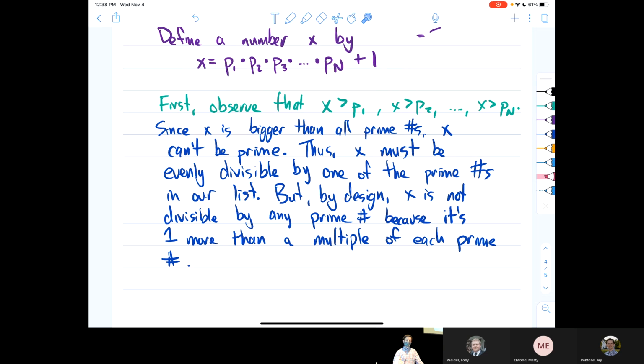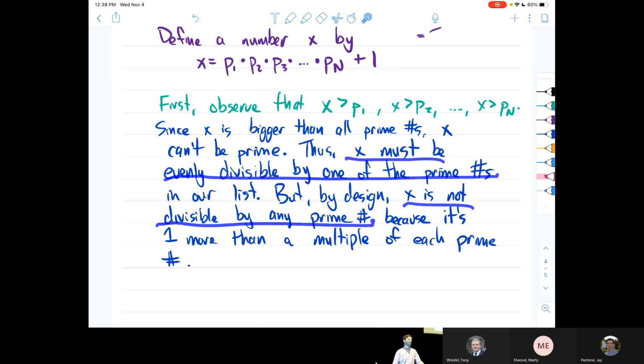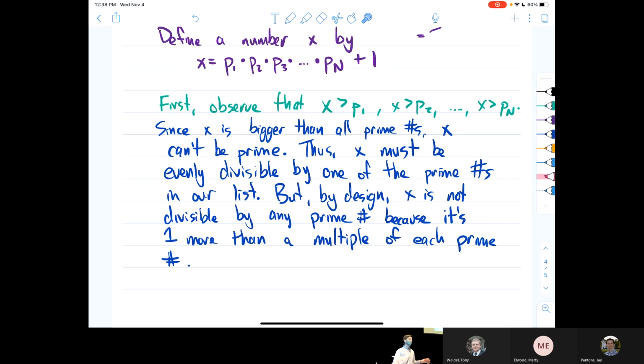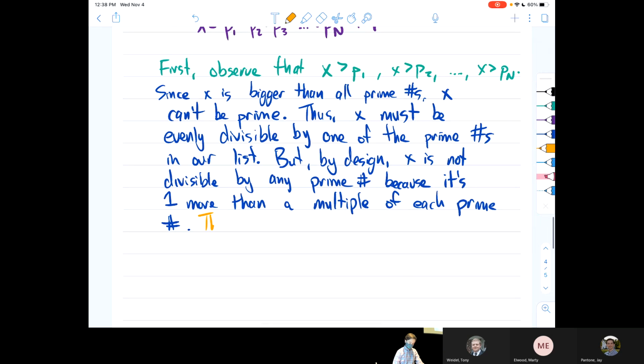So in our logical steps, we have said two opposing things. We said x must be evenly divisible by one of the prime numbers, but then we said x is not divisible by any prime number. We derived as true two statements that are opposites of each other. So this is a contradiction, and we're done.